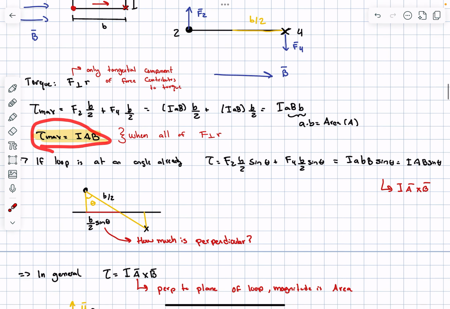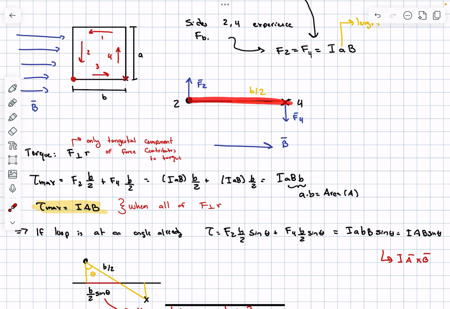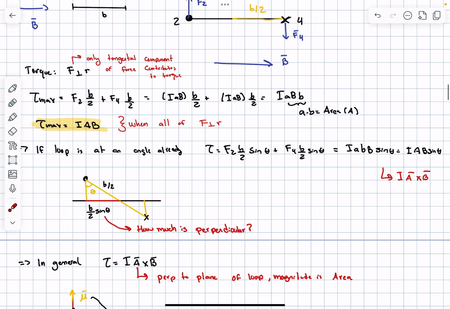Now what happens if our loop is not perfectly perpendicular like this? Let's say, for instance, our loop starts off at this angle here. Now if our force is in this direction, we want to know how much of that loop is actually perpendicular to that force. So to do that, we need to figure out what is the magnitude down here. So in red, what is that length?